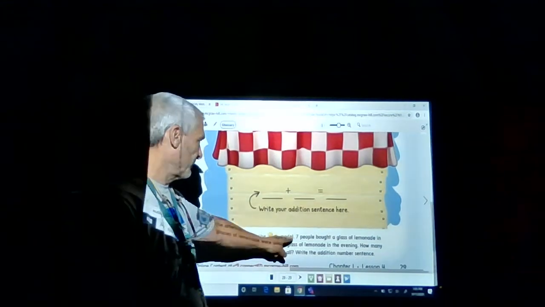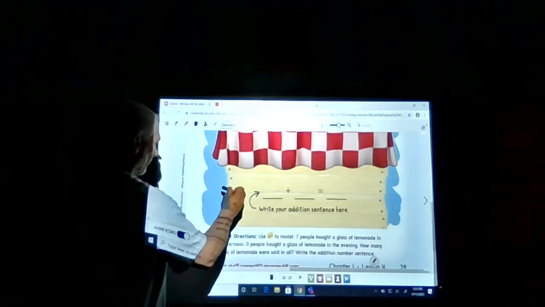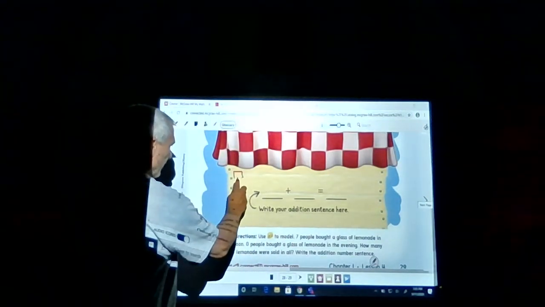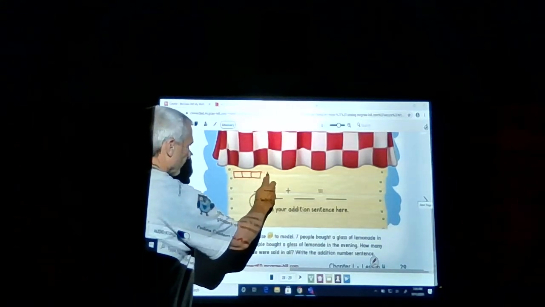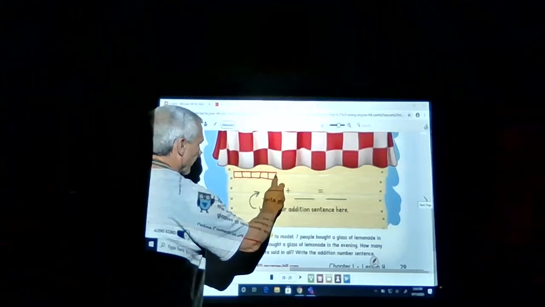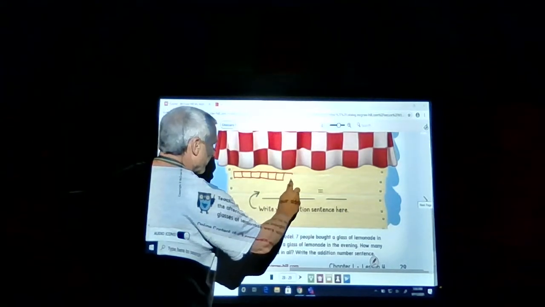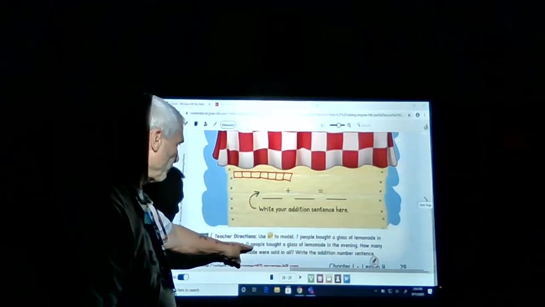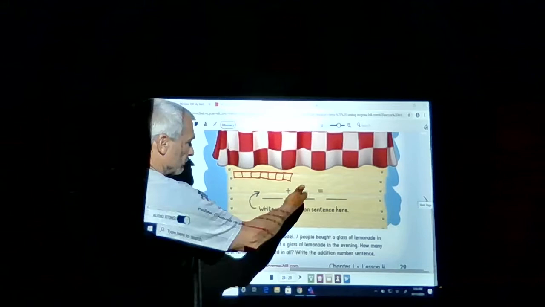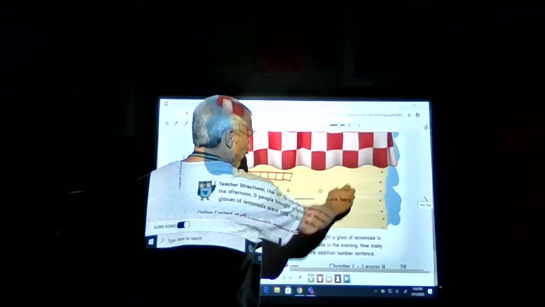It says 7 people bought a glass of lemonade. So I'm going to draw my cube train of 7. You could use counters. 1, 2, 3, 4, 5, 6, 7. 7 people bought a glass of lemonade in the afternoon. Must have been a hot day, maybe. 0 people bought a glass of lemonade in the evening. How much is 0? Well, I don't have to draw anything because 0 is none.